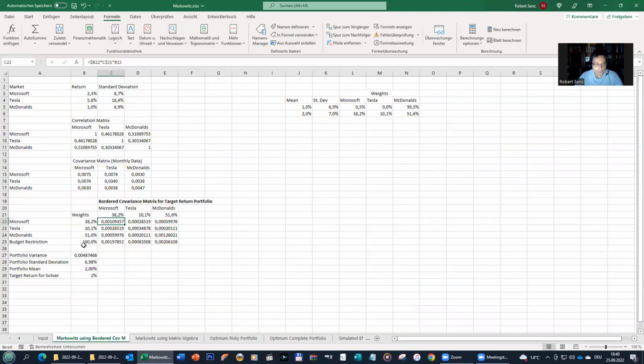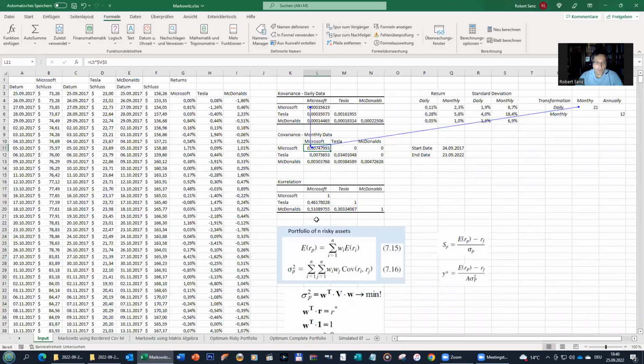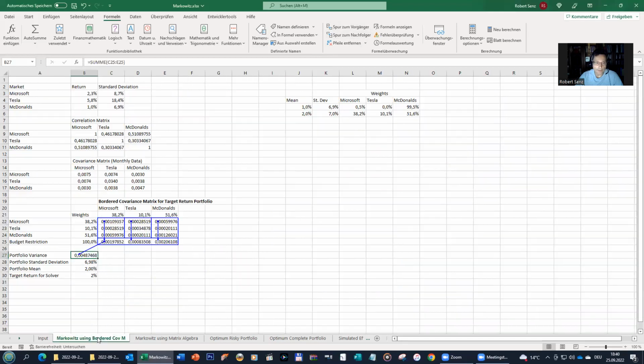So at the end, you calculate here the portfolio variance. It's the sum of those sums. It's the sum of sums, exactly what it says here. So then we're almost at the end. Then we have to take the square root. We have the standard deviation of the portfolio variance.